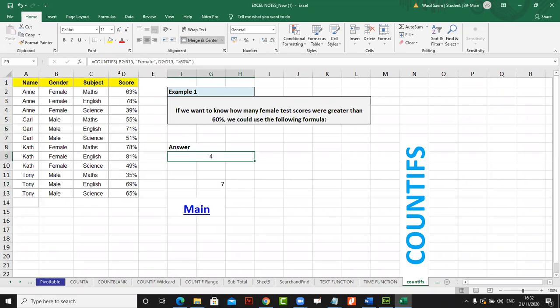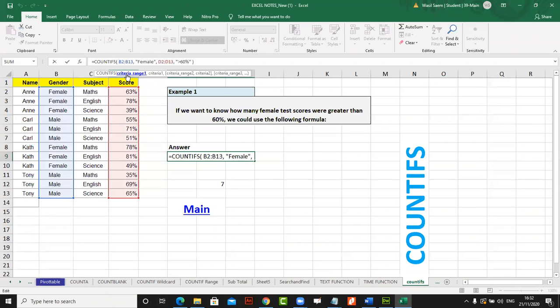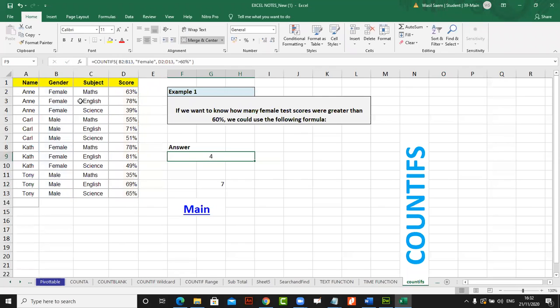So COUNTIFS basically says give me the first criteria range. My first criteria range is this, comma, what is your criteria? Female. Then it says give me the second criteria range and give me its criteria. So basically it will count how many females, and it will have a look at this as well, how many females were greater than 60%.